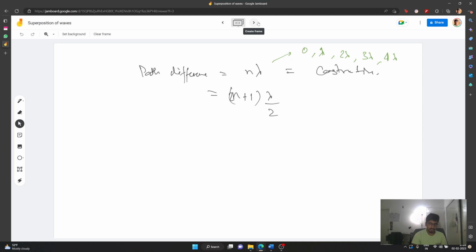But in the second case, if you put n equal to 0, then you get lambda by 2. Then if you put n equal to 1 here, it becomes 3 lambda by 2. Then it becomes 5 lambda by 2. That means it is shifting by half a wavelength plus one wavelength, like that. So these will be destructive interference, right? If you don't understand it, pause it and rewind the video and make sure that you get this idea properly. So this path difference idea is very important.